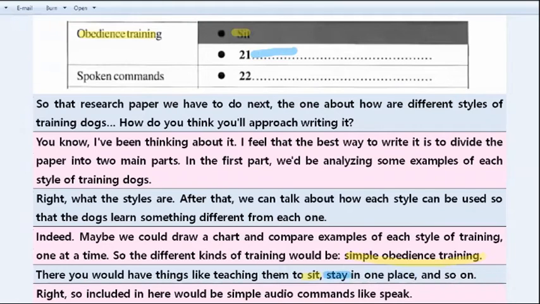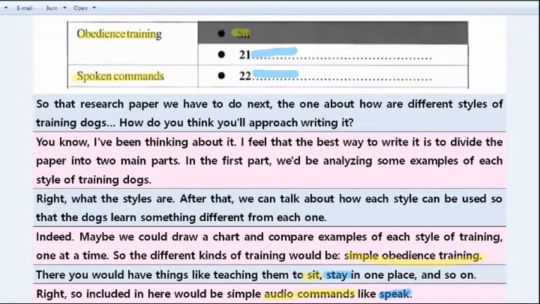And then for number 22, we're listening for spoken commands. And here we see audio commands. And as we could maybe predict, the answer here is speak. Again, we have not an ing verb, just regular base form verbs for this, stay and speak.